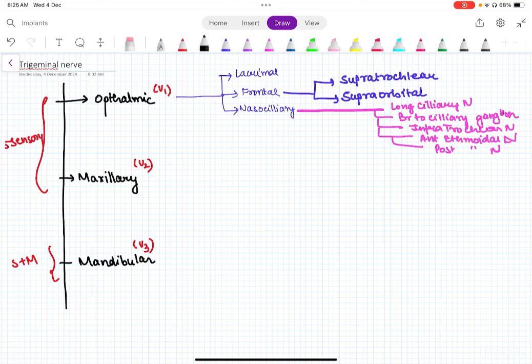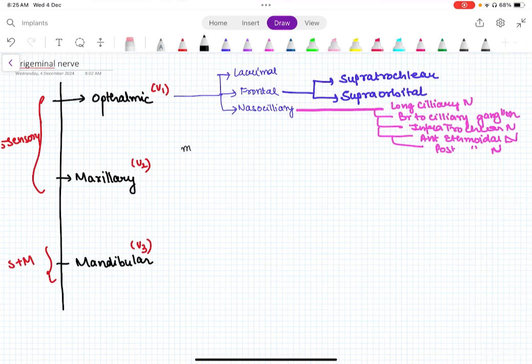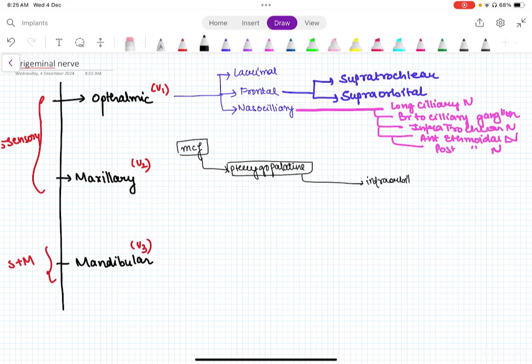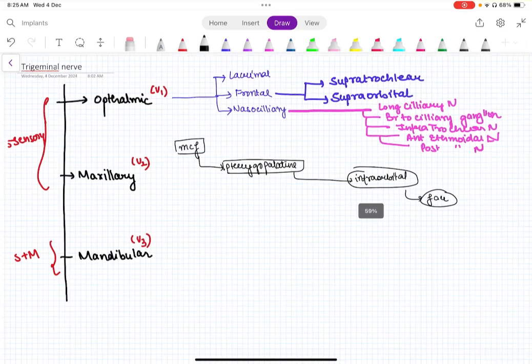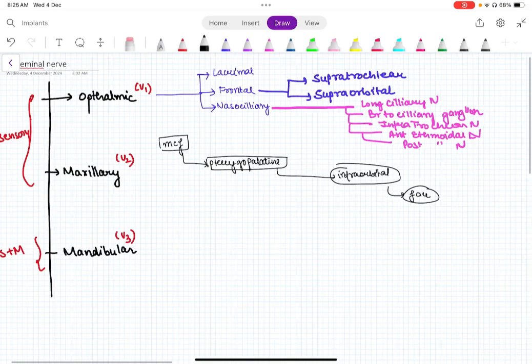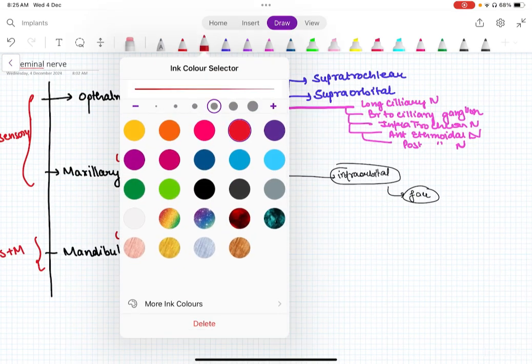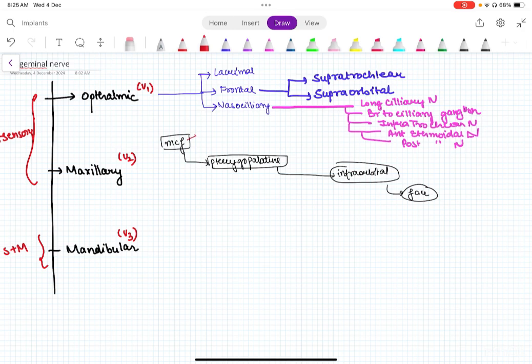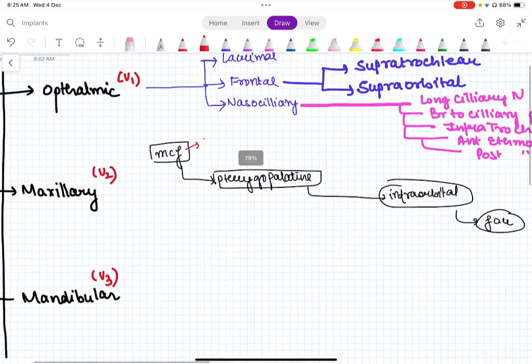Alright, now coming on to the maxillary. Now you will know that the maxillary is going to start from middle cranial fossa. First just know the course: middle cranial fossa, then it will go into something which is pterygopalatine fossa, then from there it will go infraorbital, then from there it will go to face. Just know these 4 blocks that are going to come in the way. Now in middle cranial fossa, the magic happens. Now here it will give meningeal branch.